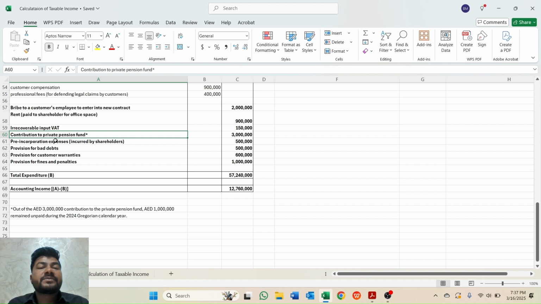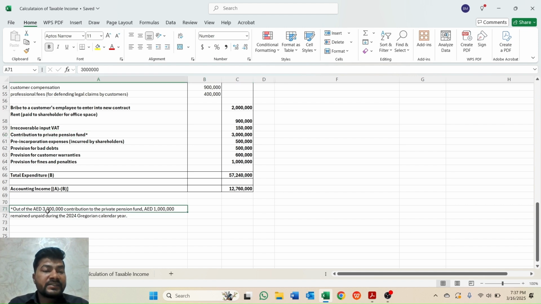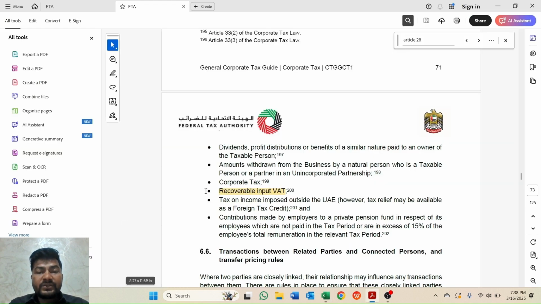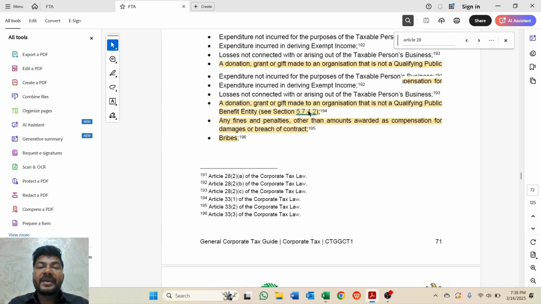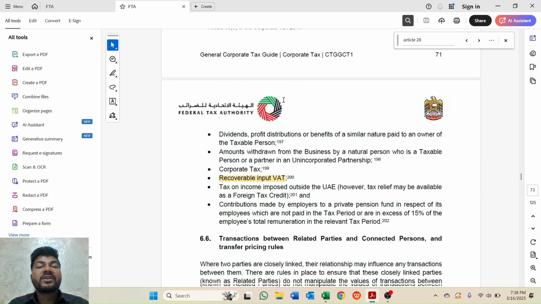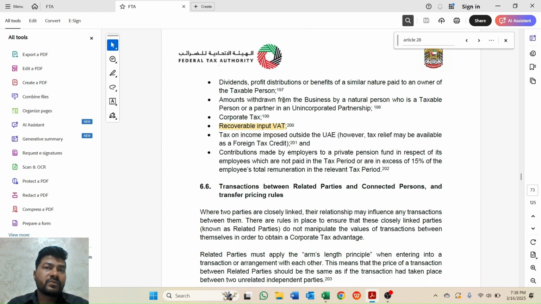Now contribution to pension fund, look, 3 million. Here one point is, out of 3 million, 1 million remained unpaid. So contribution made by an employer to a pension fund in respect of its employees which is not paid in the tax period is not deductible. It means the unpaid amount will be added back to taxable accounting income to calculate taxable income, or any amount in excess of 15% of total employees' remuneration in the relevant tax period.